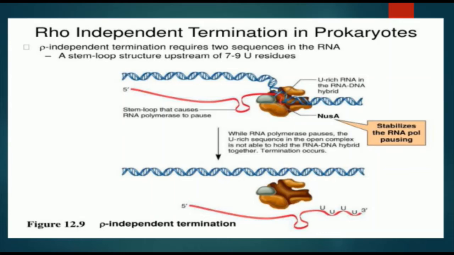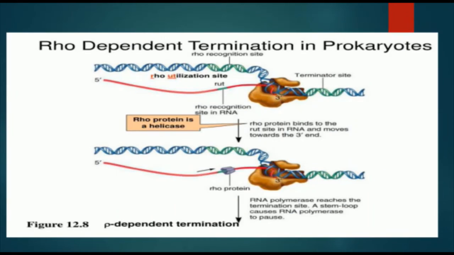then termination occurs. This is a pictorial representation of Rho dependent termination in prokaryotes. In Rho dependent termination, Rho protein comes and binds to the mRNA and moves along the molecule until it reaches the polymerase, and it has an RNA-DNA helicase activity. Then it will cause the polymerase to dissociate from the RNA, probably by unbinding the mRNA-DNA complex.